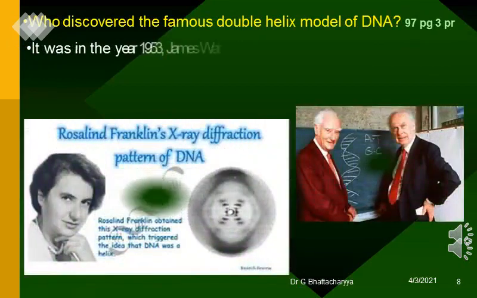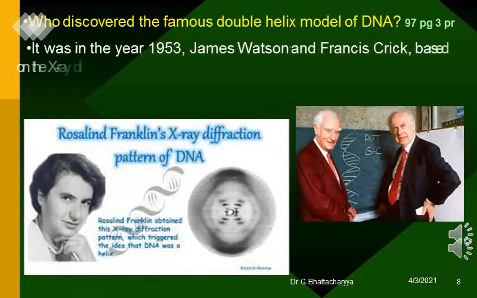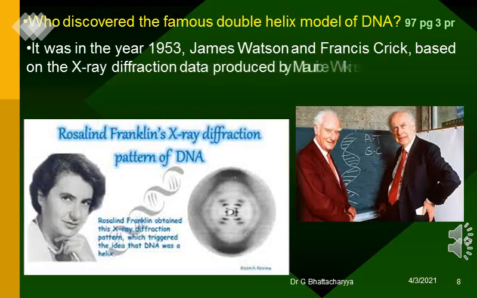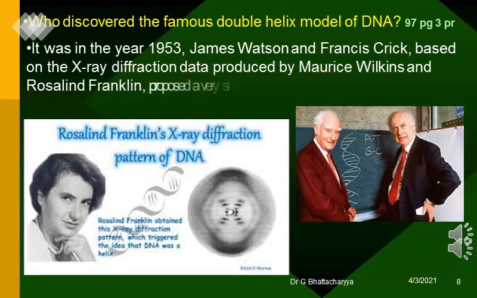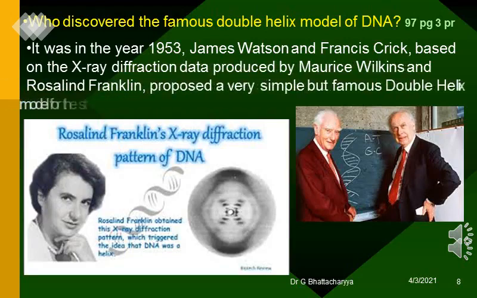Who discovered the famous double helix model of DNA? It was in the year 1953 that James Watson and Francis Crick, based on the X-ray diffraction data produced by Maurice Wilkins and Rosalind Franklin, proposed a very simple but famous double helix model for the structure of DNA.